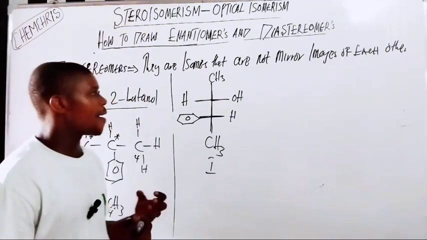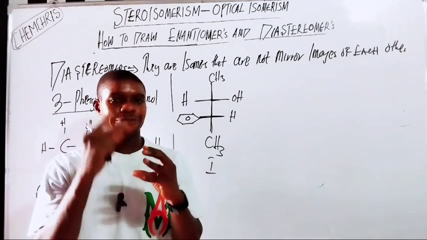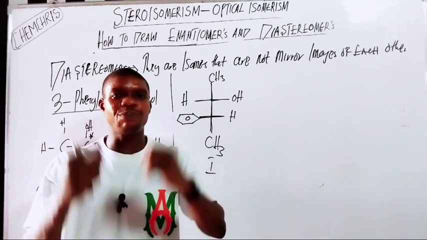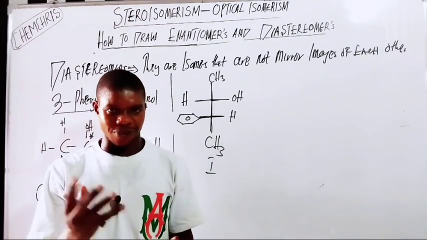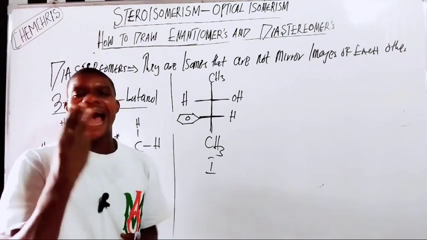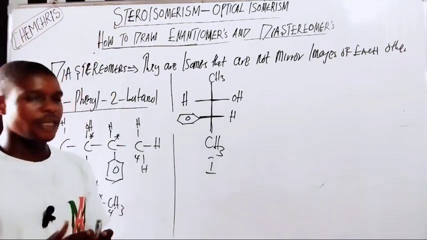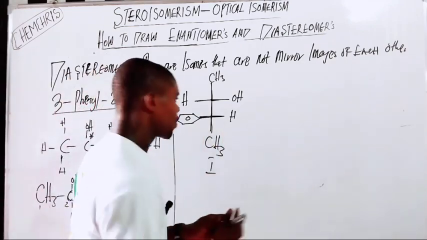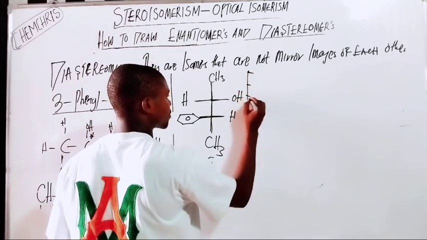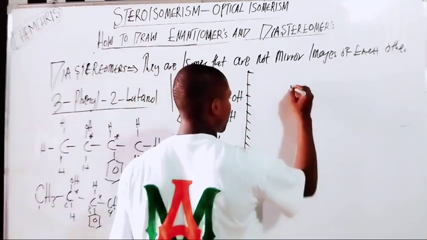Now remember, a molecule with two chiral centers can have four possible stereoisomers, right? Now you have drawn one, leaving three. So the question now is, how do we get the remaining three? To get the next one, remember, I can draw the mirror image of this structure. If I draw the mirror image, I'm going to get this one here.